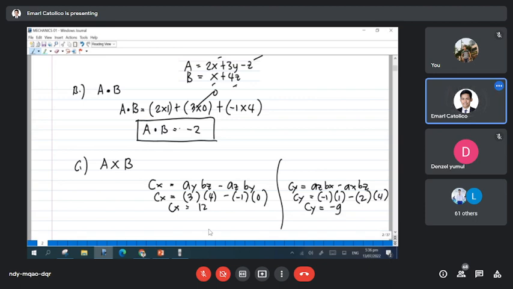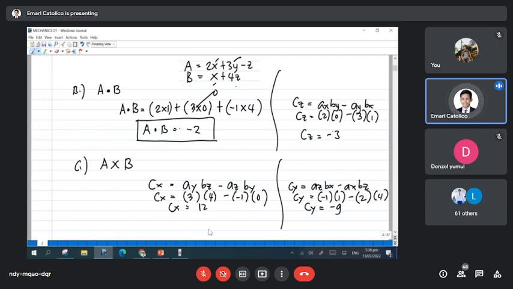The last, CC, formula natin is always minus yan, AX BY minus AY BX. AX natin, positive 2. Tama. BY natin, so 0. Minus AY natin, so positive 3. BX natin is 1. Therefore, CC natin is negative 3.